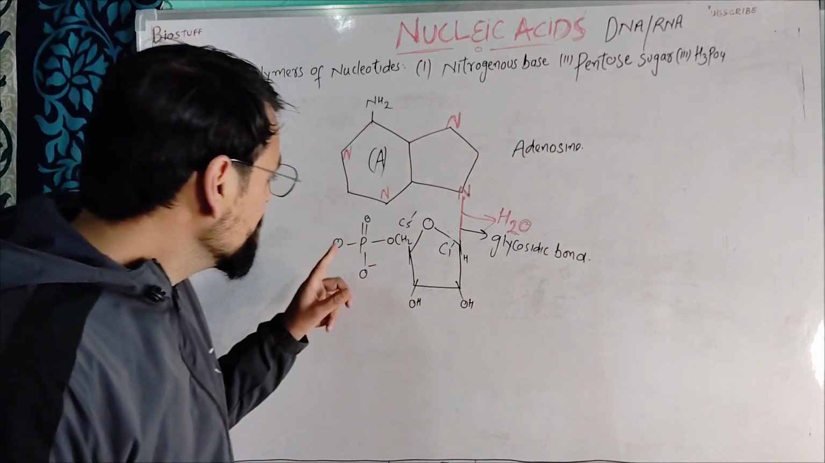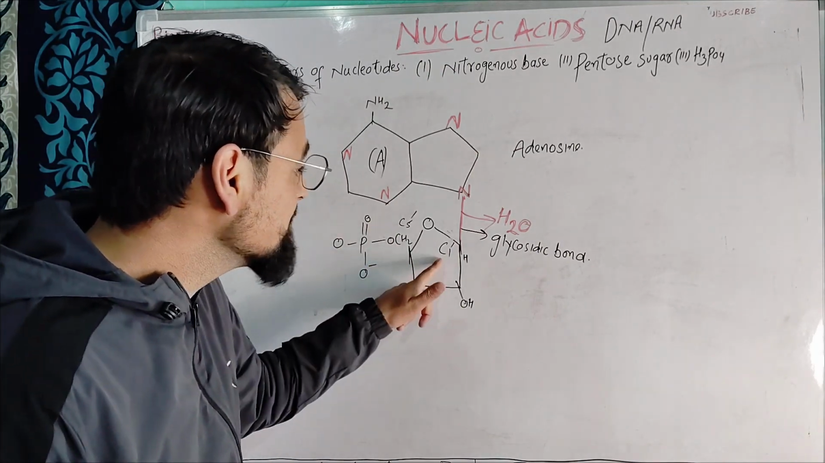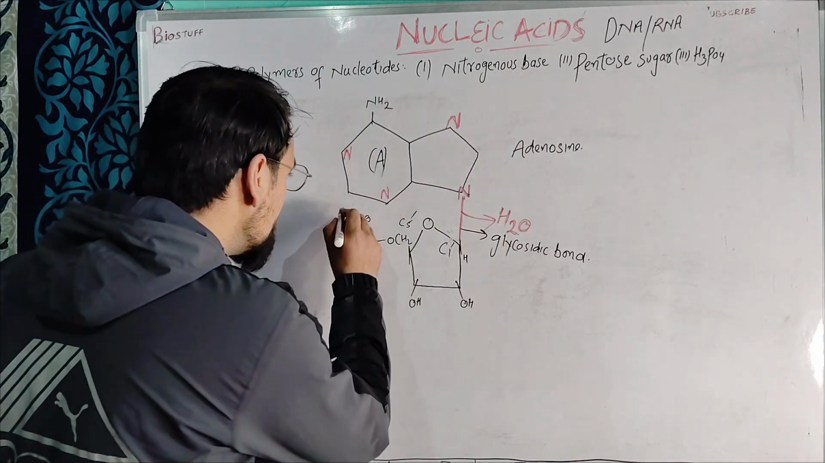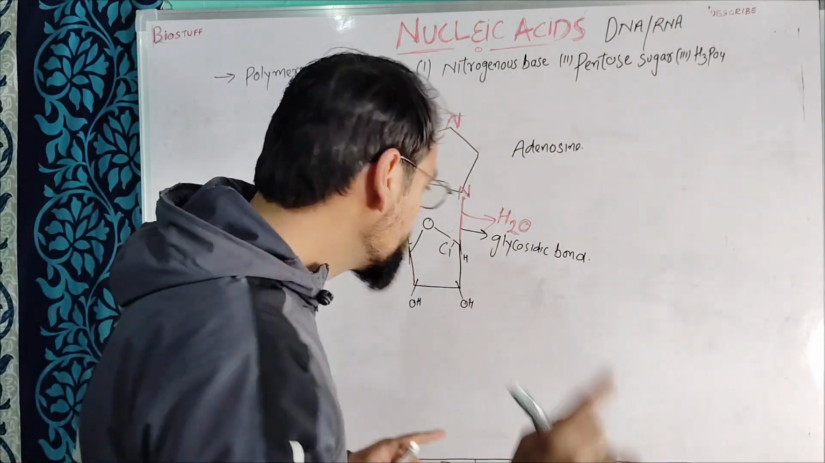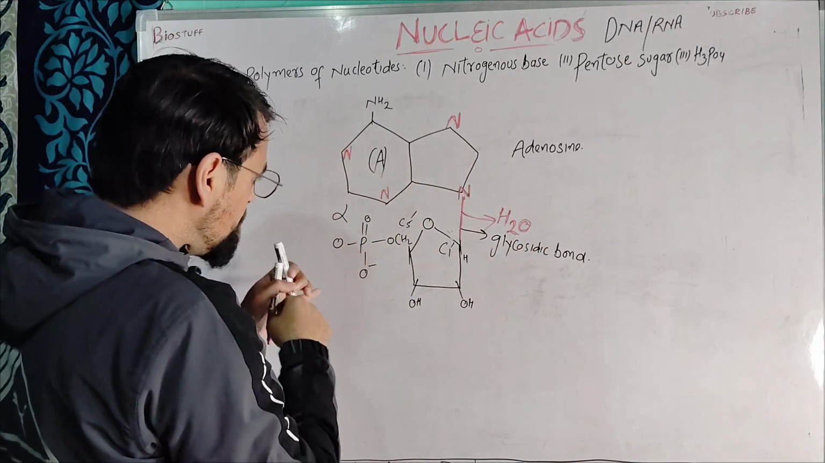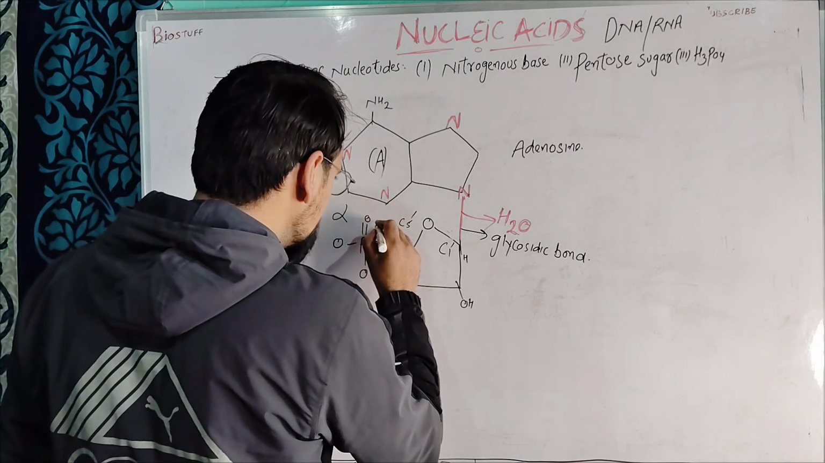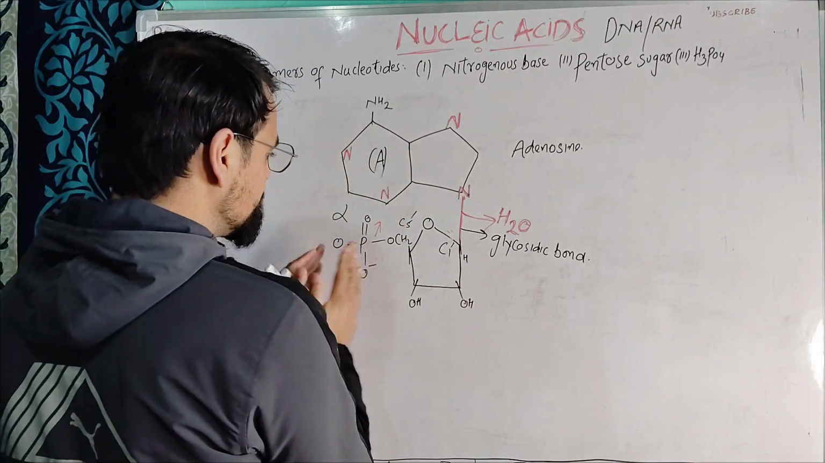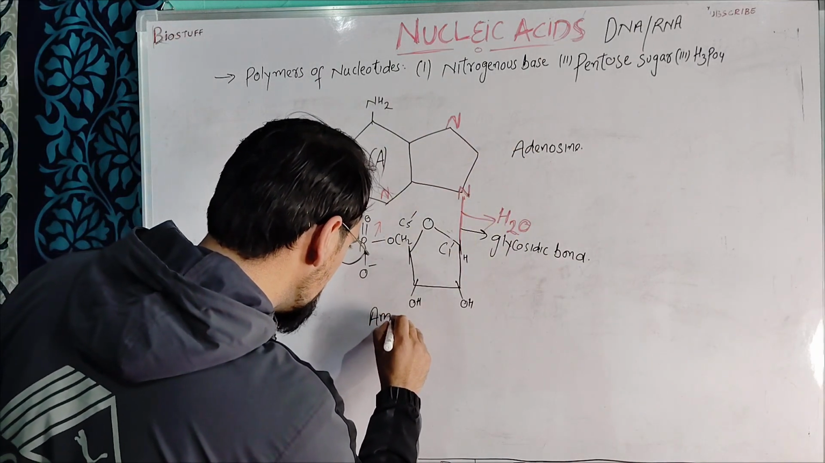So, when one phosphate is attached with the pentose sugar, what was the structure? Adenosine. And we added one phosphate. This phosphate is called the alpha phosphate. It's called adenosine monophosphate. Remember, when we talk of the adenosine monophosphate, the bond present between the alpha phosphate and the pentose sugar is called the phosphoester bond. So until this, it is adenosine monophosphate. This is AMP, adenosine monophosphate.